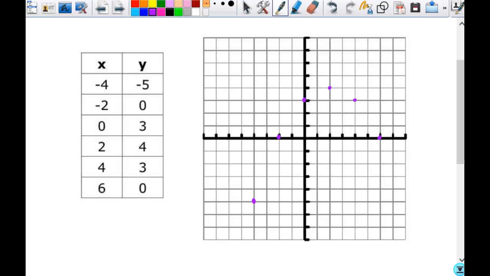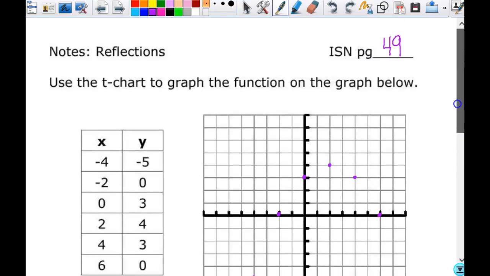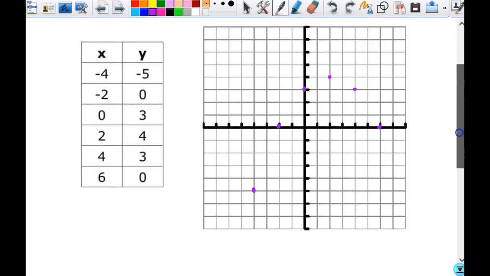Wait, that's wrong. Dang it. Why is this? Does this say reflections at the top? Oh, I must have been a victim of cutting and pasting. That is not the ordered pairs. I typed this in myself. Where the heck did I get those numbers?